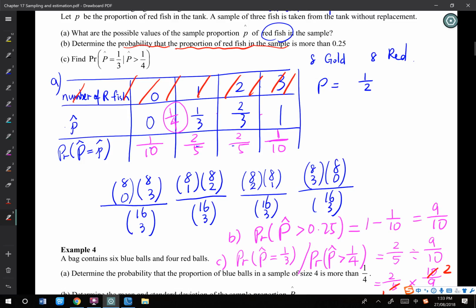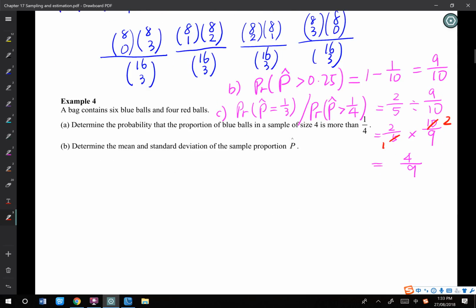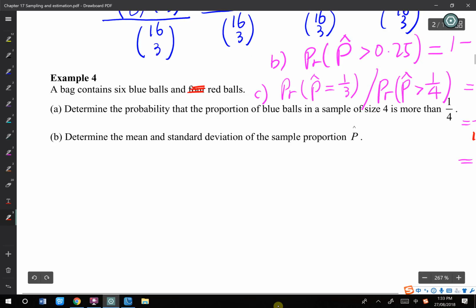Right, everyone, I want you to use the rest of the time to work on example 4A and B. I can check answers with you in the end. But I want to change this question a little bit, everyone. The 4 red balls, I want to change to 3 red balls. Okay, you only have 3 red balls in this question. So you have 6 blue balls and 3 red balls.